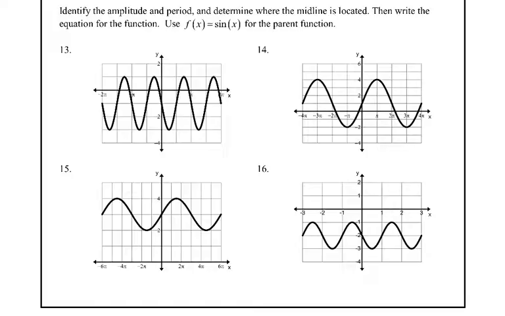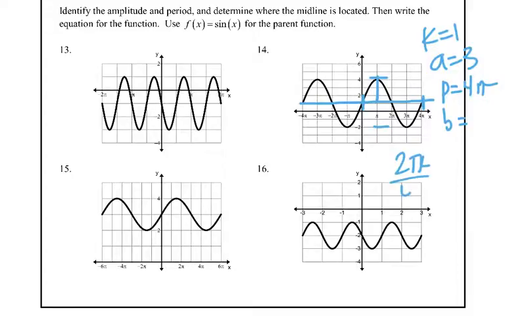All right, let's take a look here. Number 14. So how high does it go? How low? We find our midline right here at +1, so k equals 1. Amplitude 1, 2, 3. Period. We started right here, we end right here at 4 pi. So period is 4 pi. So my b would be 2 pi divided by 4 pi. Pi is canceled. 2 over 4 is 1/2. So b is 1/2, my equation: f of x equals 3 times the sine of 1/2 x plus 1.